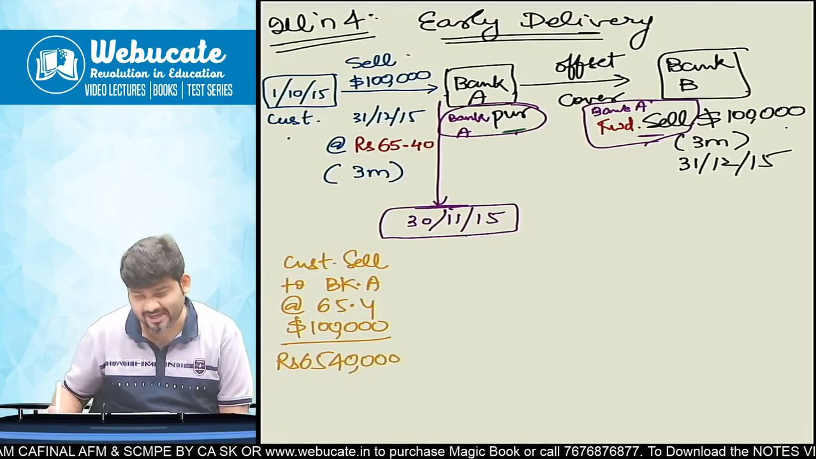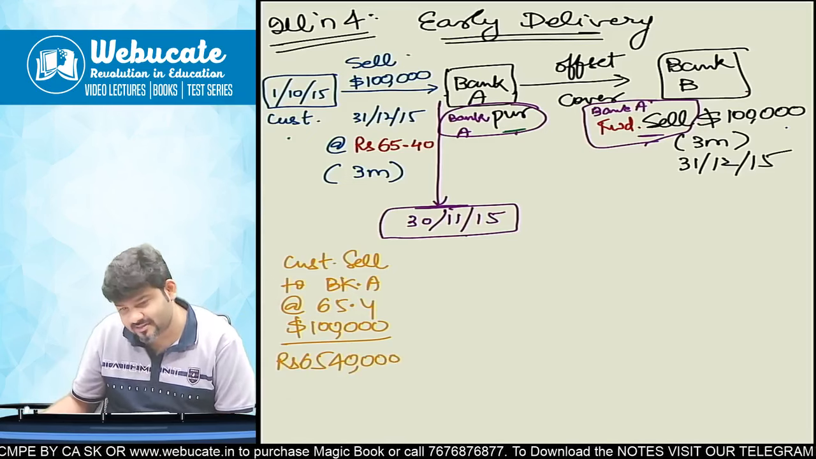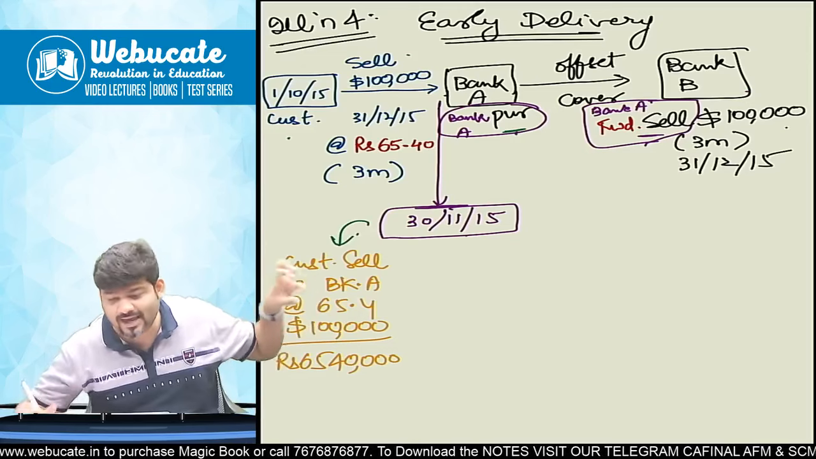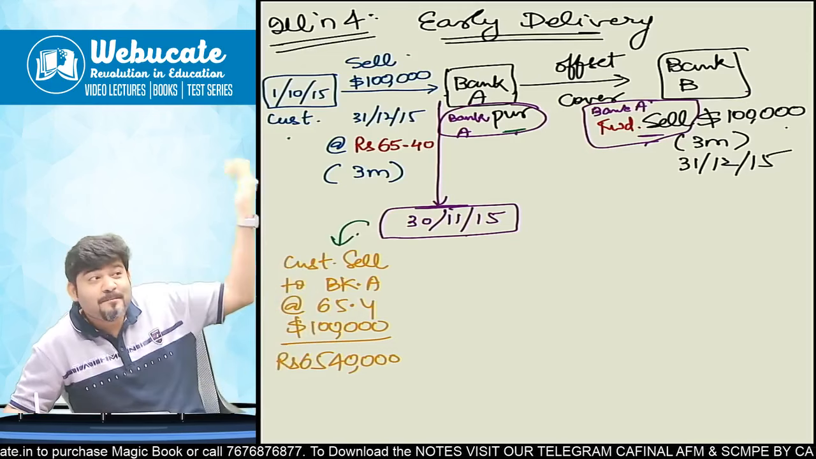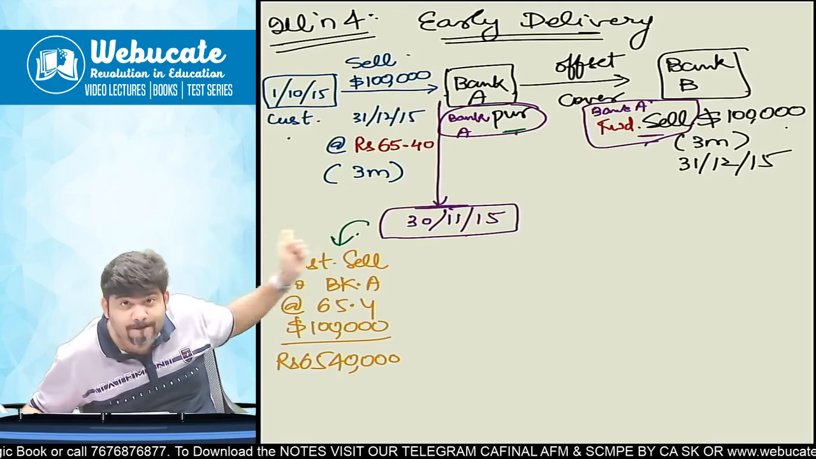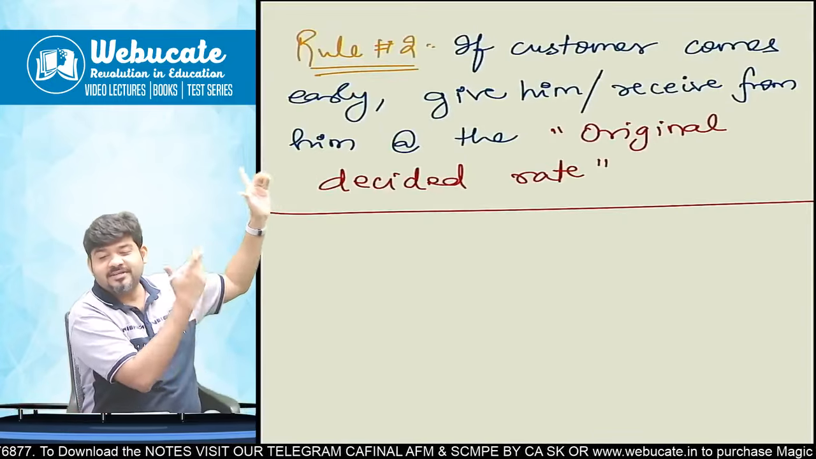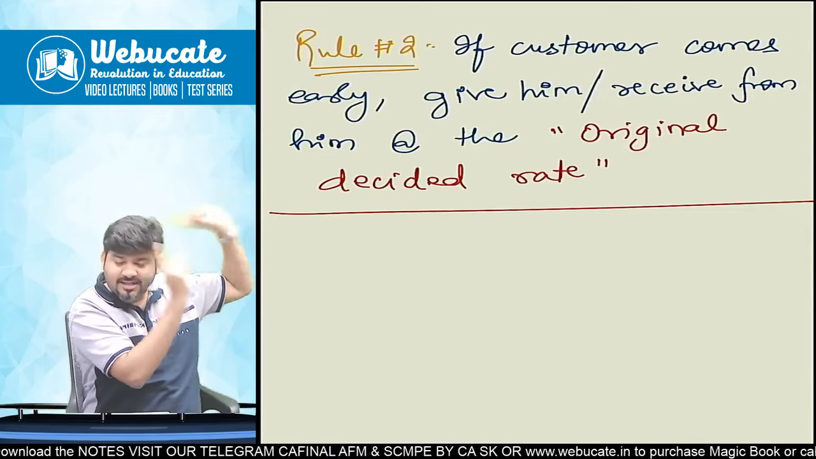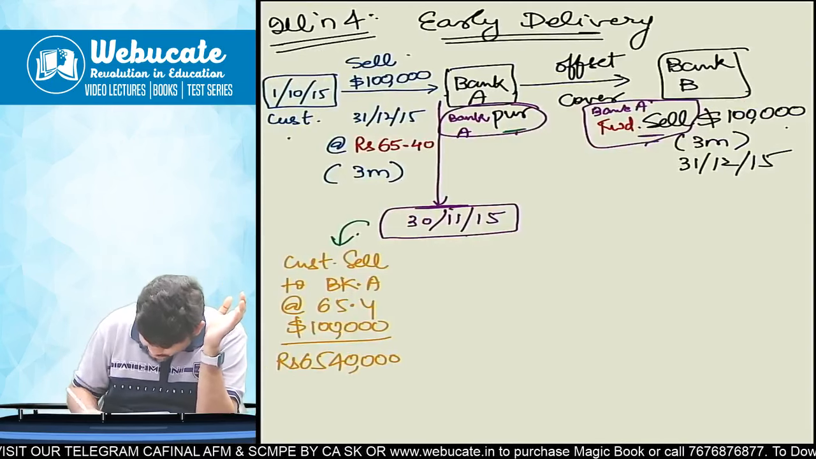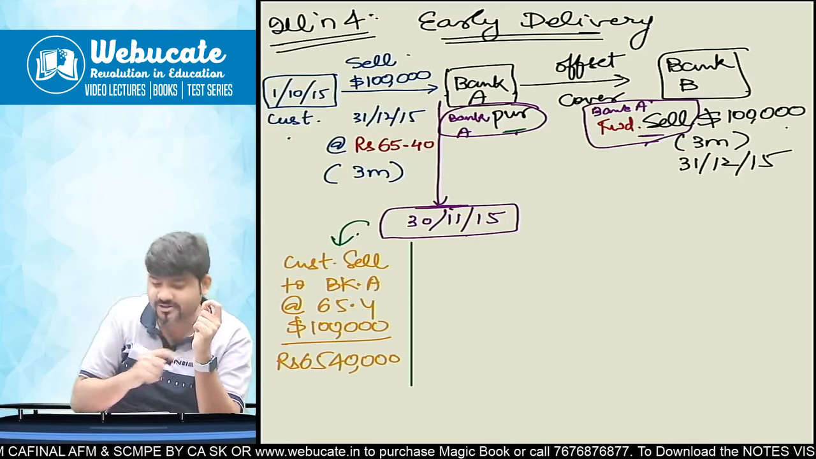Congratulations, Bank A. You have entered into a customer sell transaction. Now, if customer is selling, Bank A has to purchase at 65.4 compulsorily. Again, I'm telling you compulsorily. You don't have an option. You are bounded by FDI rules. If customer comes early, give him or receive from him at the original decided rate. Full stop. So, okay, done, sir. If you are saying so, it's like ICAI. Whenever it decides, you have to give exams. You have no options.